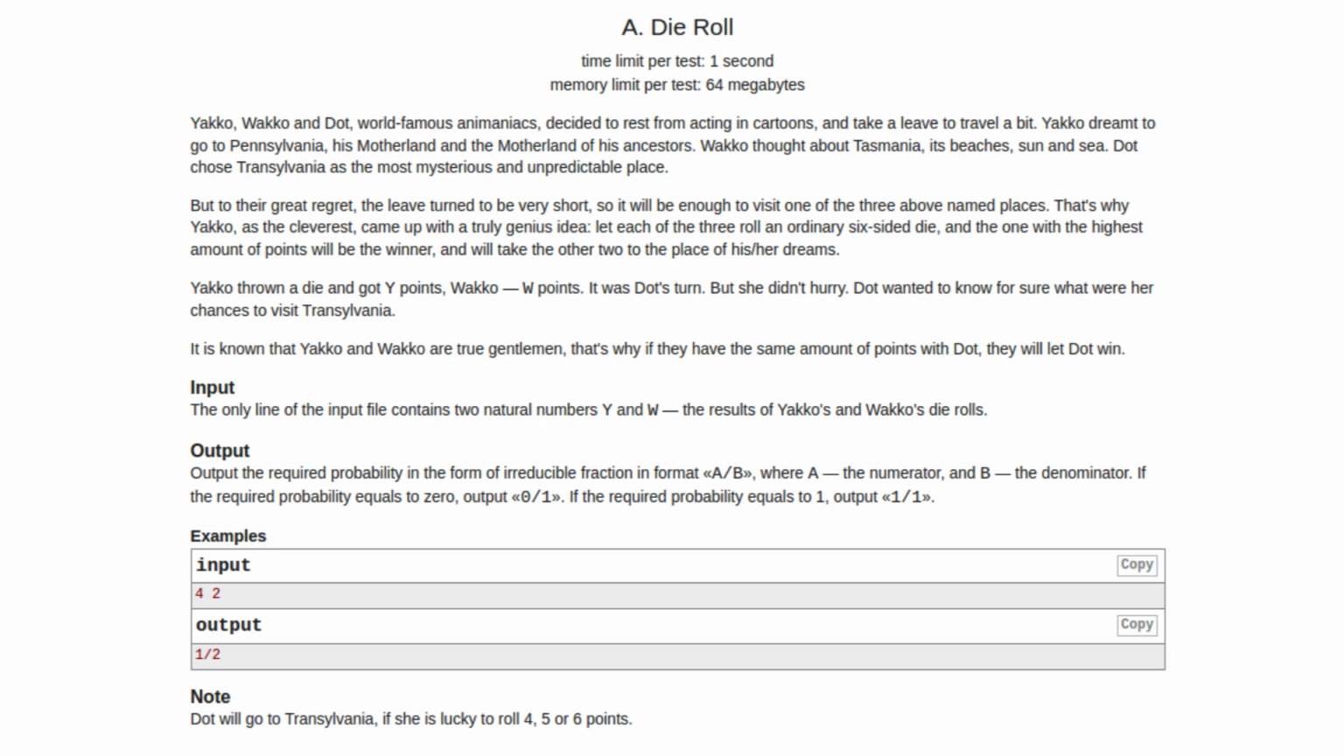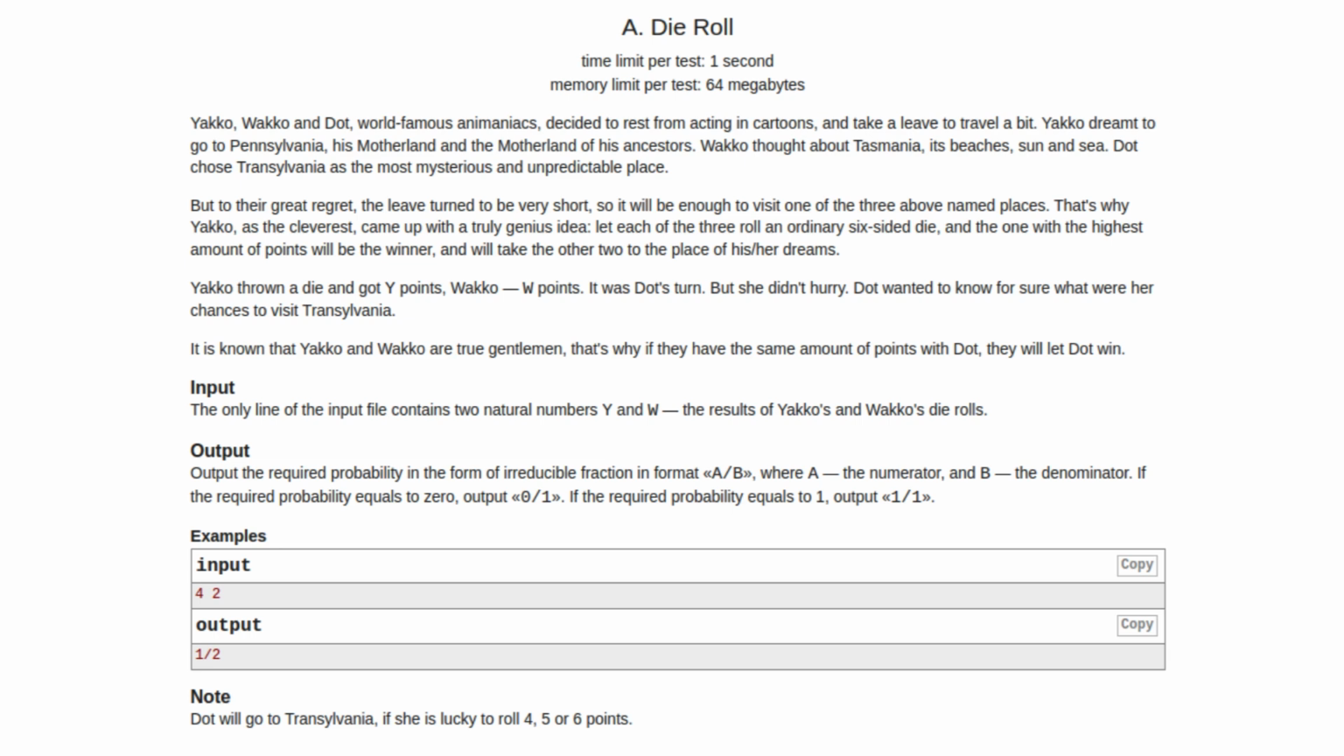First, the problem gives us 2 integers, y and w, representing the numbers rolled on 2 dice. From these values, we calculate the highest number between the 2, because we are interested in the probability of rolling a number equal to or higher than the larger value of y and w.